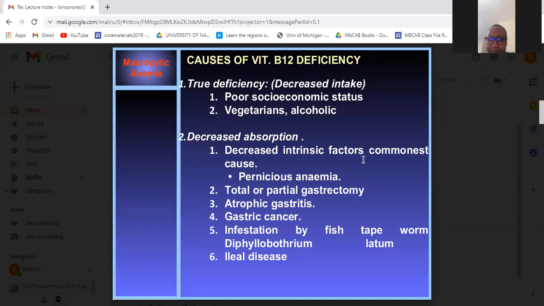Atrophic gastritis, gastric cancer. Those are things that are affecting the stomach, or the ileum, where the absorption is done, or infestation by fish tapeworm, Diphyllobothrium latum. That's not common in our setup. It's more of the Asian countries, but it's something you need to be aware of. Somebody with ileal disease, because that's where vitamin B12 is absorbed. So these are some of the causes of vitamin B12 deficiency. Next slide.